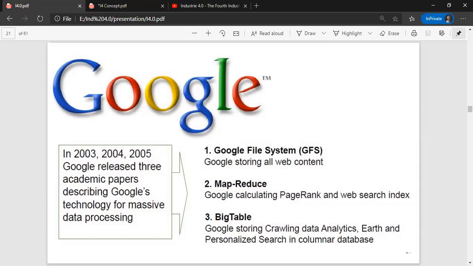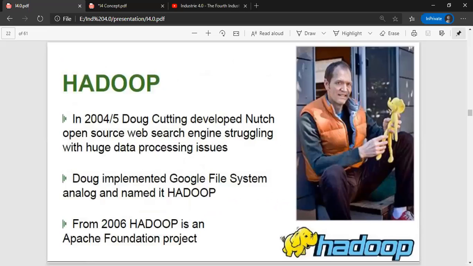And so what happened, as some of you may be following, is that when Google published the paper, Yahoo was actually working on some open source projects for essentially web indexing, etc. And Doug Cutting here, who's shown here, realized that this is exactly what he wanted.